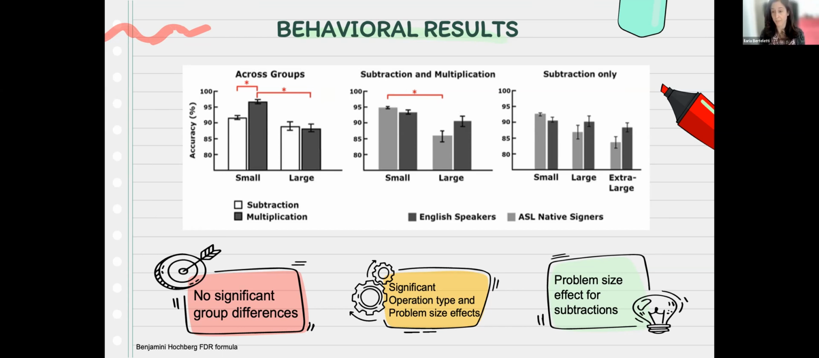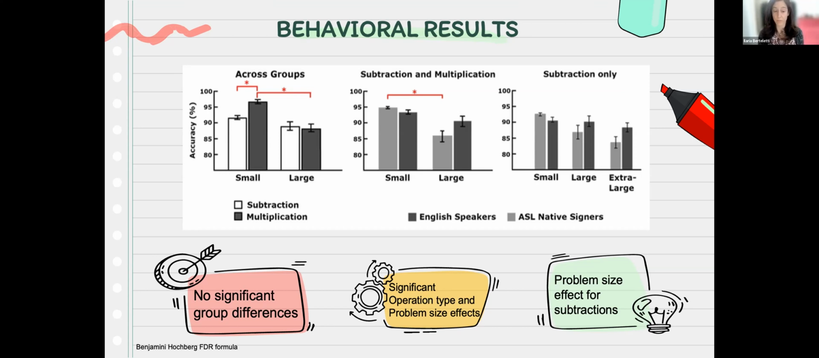with overall subtraction and multiplication together showing a lower performance for larger problems. On the right hand, it's only for subtraction problems. Here we see that both groups have a problem size effect. There is no group interaction. It was only separated for visualization purposes, where extra large problems were less accurate than large problems, which were also less accurate than small problems.